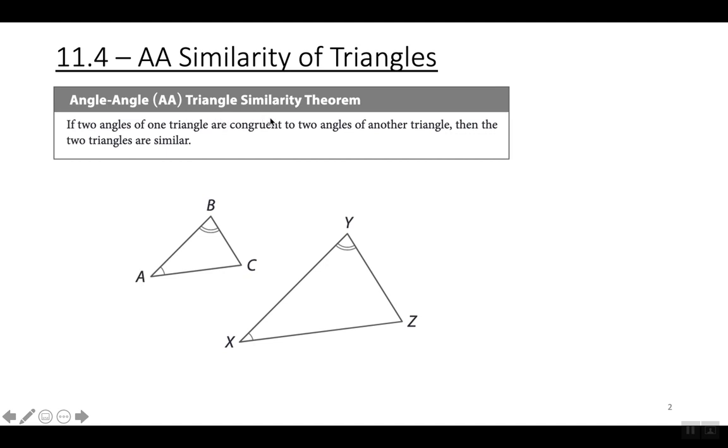So this theorem is saying that if two angles are congruent in the two triangles, then we can determine that the two triangles have to be similar because of the AA triangle similarity theorem. Okay, we'll look at some examples in a second. Let me just say that in Spanish.